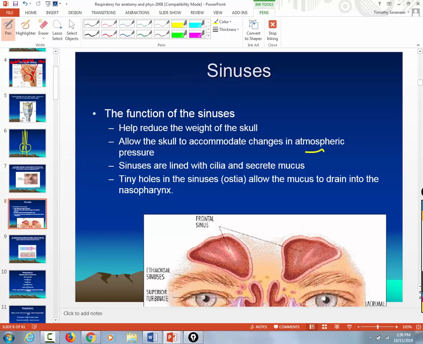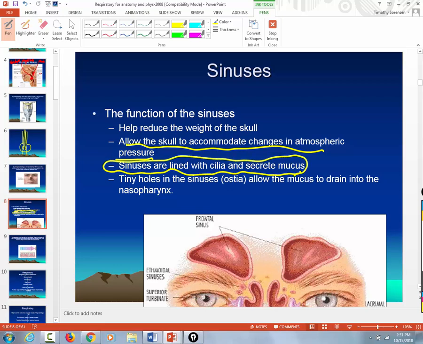It also allows the pressure inside the skull to accommodate changes in atmospheric pressure. If you've ever gone on a plane, when they change the pressure in the cabin, if you have sinus problems or any goo in your sinuses, that stuff will actually start coming out, and if it doesn't, you start to get a really bad headache. And then it's really important that you get this. It has the same lining as the respiratory system.